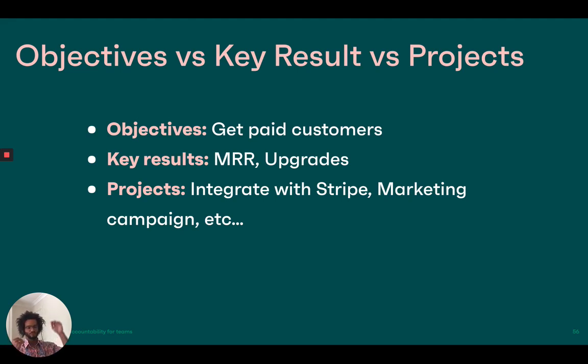And now to track my progress on getting paid customers, I can have a different set of key results. I can look at revenues, subscriptions and upgrades. And then to try to get more revenues and more upgrades, I can do projects with my teams. One of them can be the integration with Stripe, but thanks to getting at a higher level, now all the teams can be involved. The marketing team can think about a campaign. The support team could help us make sure that we don't have people that churn.